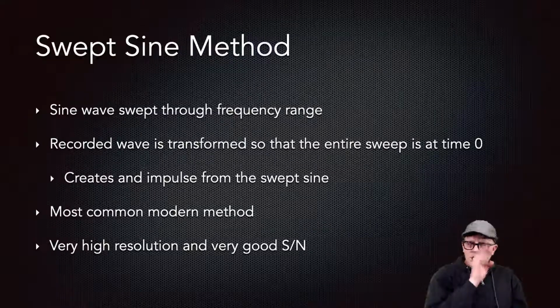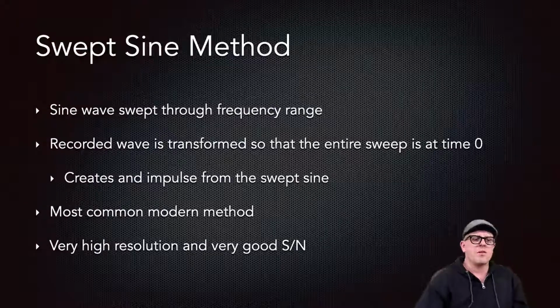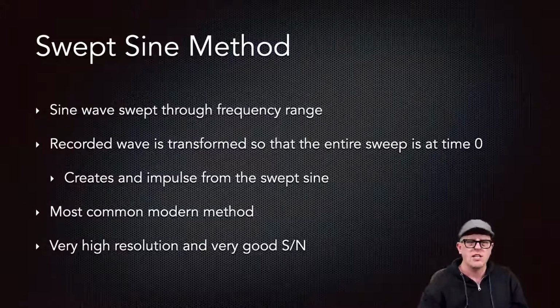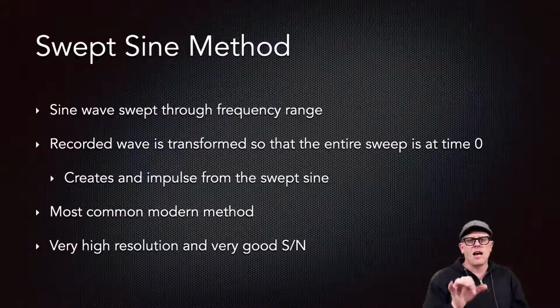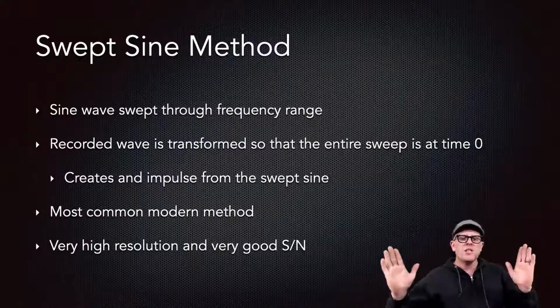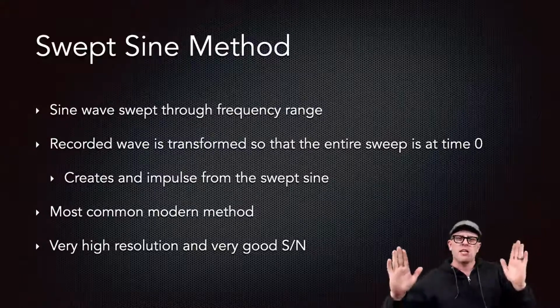The more modern way is what's called the swept sine. So what we do, and this is kind of crazy, is we sweep a sine through a frequency range. Typically, we'll say 20 to 20,000 hertz, and we record that. And what we're going to do is, in this case, we're convolving it. So we're going to convolve it.